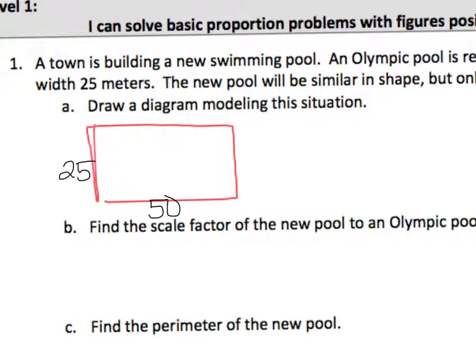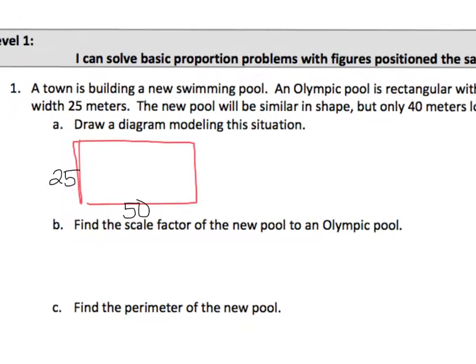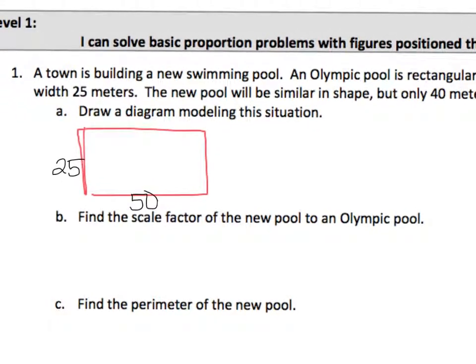Okay, and then it says the new pool will be similar in shape, but only 40 meters long. So I'm going to draw a new one. So the length, since I labeled the other length 50 down on the bottom, I've got to write it in the same place in the new figure. So this one's going to be 40. So we did A. It says draw a diagram modeling the situation.